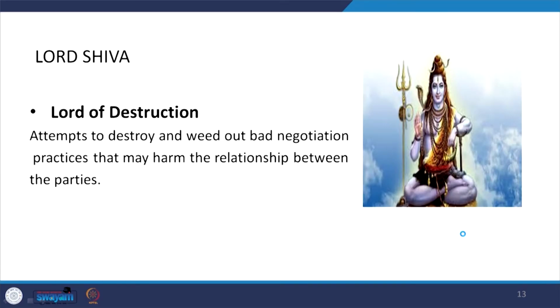Lord Shiva, who is known as the Lord of Destruction, attempts to destroy and weed out bad negotiation practices that may harm the relationship between the parties. So therefore, dear friends, sometimes to maintain a good relationship, you have to be the Lord of Destruction. And when you are the Lord of Destruction, in that case you will be able to maintain the relationship between the parties.